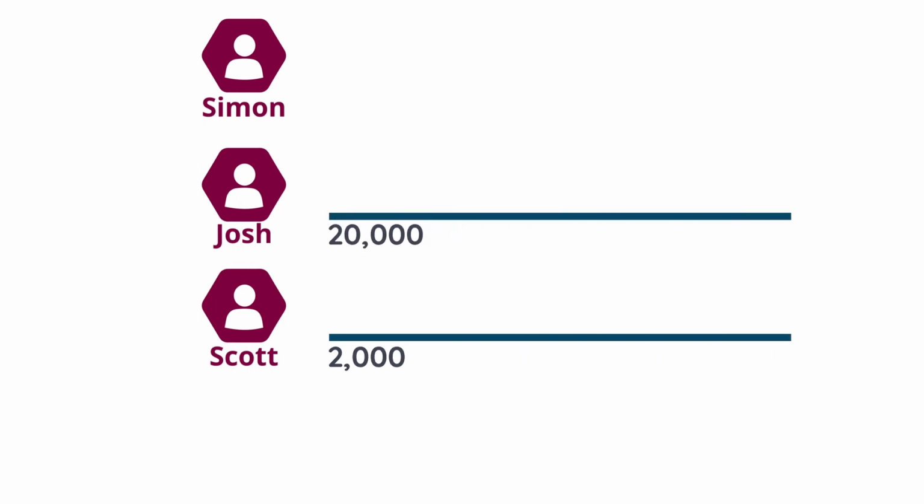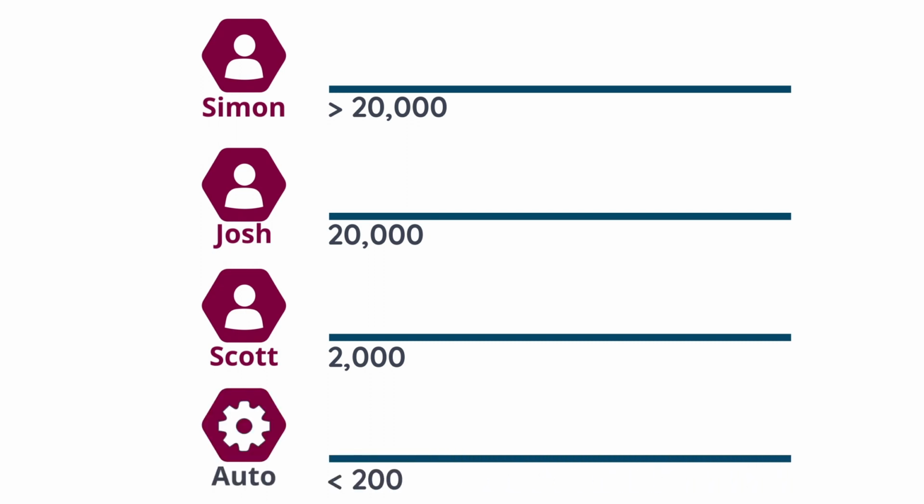In this demonstration, we have a hierarchy of 3 approvers. Scott has an approval level of 2,000. Josh has an approval level of 20,000. And Simon is the highest level, needing to approve any documents over 20,000 in value. A threshold can be set for auto-approval, where the document value is minimal. In this case, any documents under 200 will be automatically approved by the system and moved on.